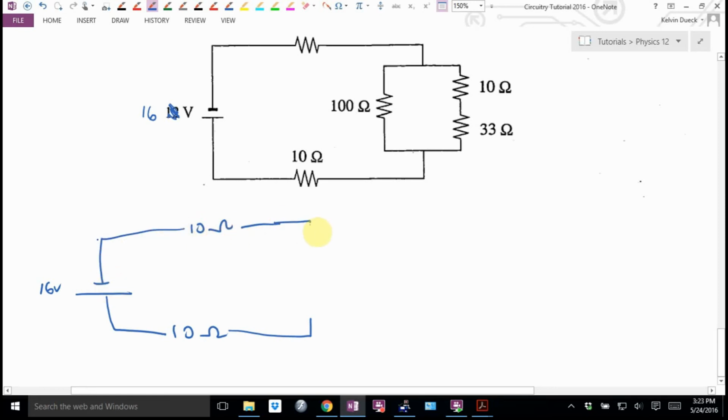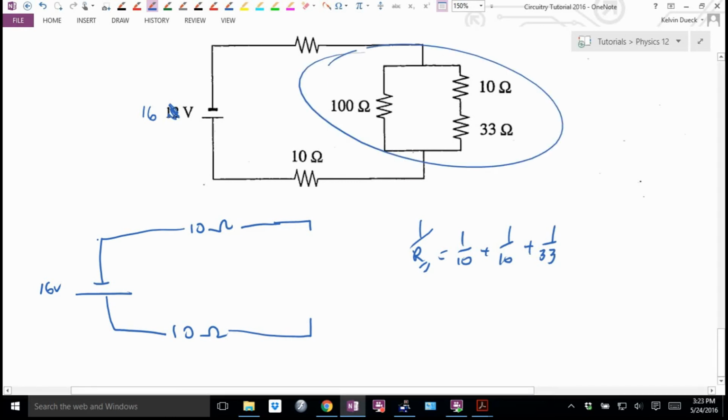Let's deal with this mess. Common mistakes. I see kids do this. 1 over R parallel is 1 over 100 plus 1 over 10 plus 1 over 33. Why is that wrong? Because it is. I wrote 10 instead of 100. Okay, sorry, I didn't know what you were asking me.